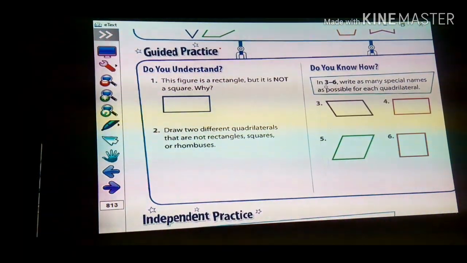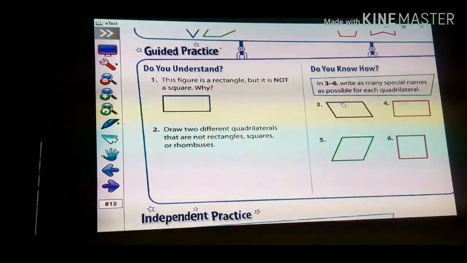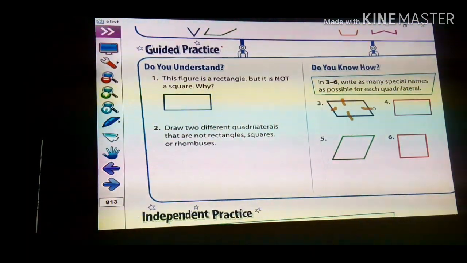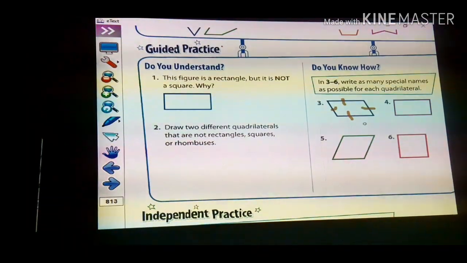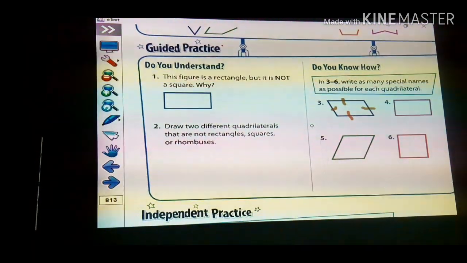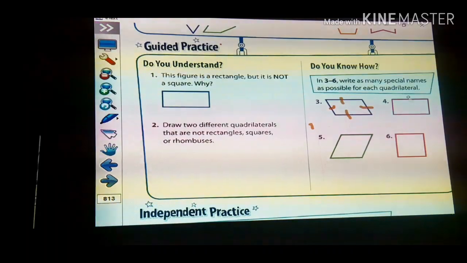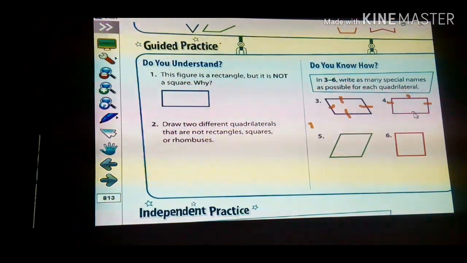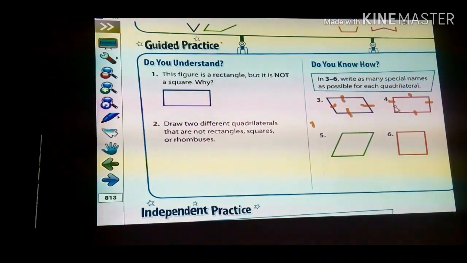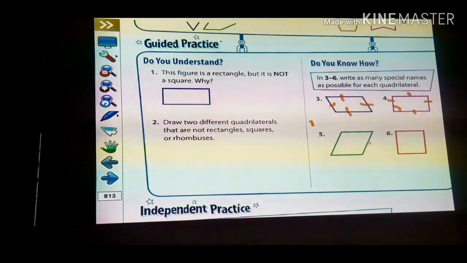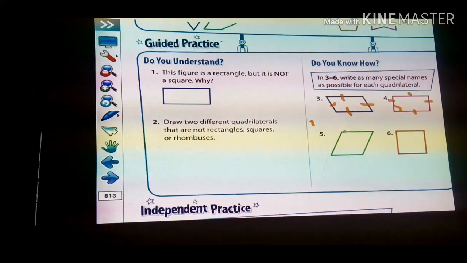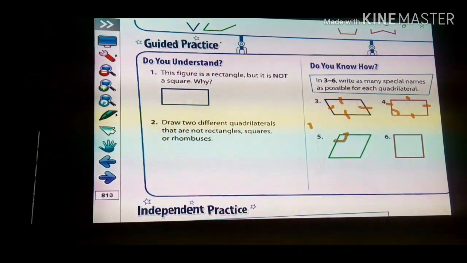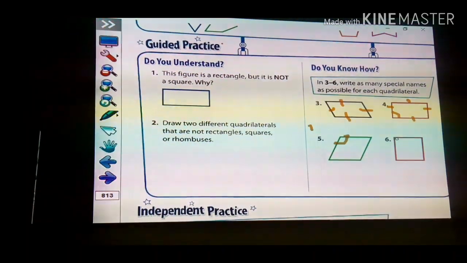Write as many special names as possible for each quadrilateral. Remember, this one is like a rectangle, but it's curved, so what is it? It's a parallelogram, so we can write here parallelogram. Okay, how about this one? It's only a rectangle. Remember, we have two parallel sides here. Each two sides are parallel and it can form four right angles, right? How about this one? Remember, it's a rhombus, and it doesn't have any right angle. No square here.